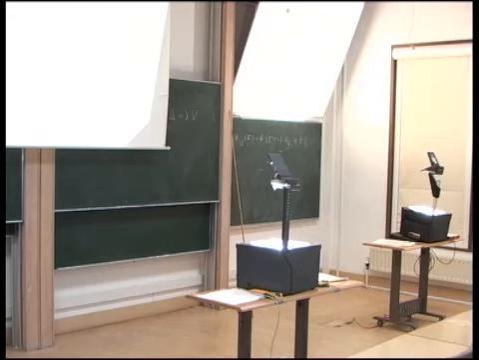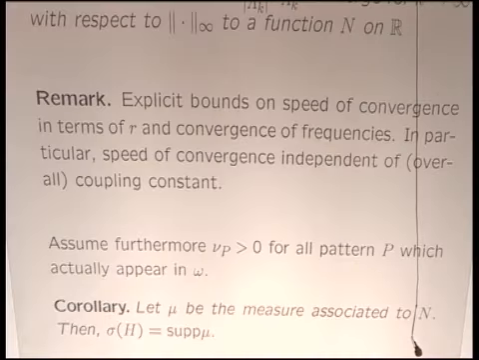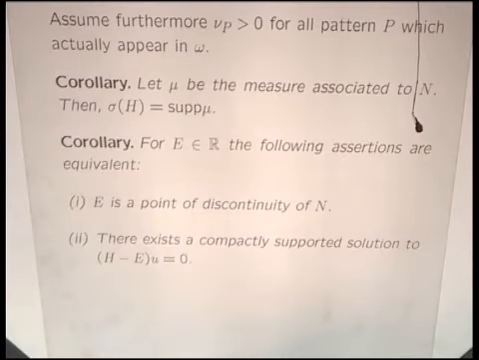So we didn't talk about this earlier. Anyway, if we now assume for a moment that we know a bit more, namely that the frequencies are actually all positive for all patterns which actually appear in omega. So a pattern either appears, then it appears with a positive frequency, or it doesn't appear at all. Then we can say two more things.